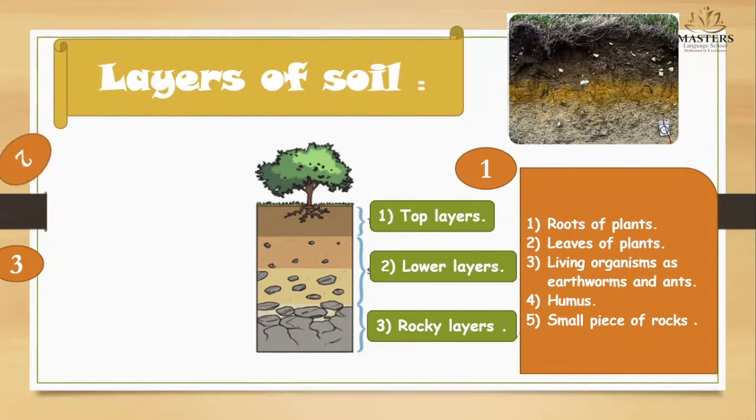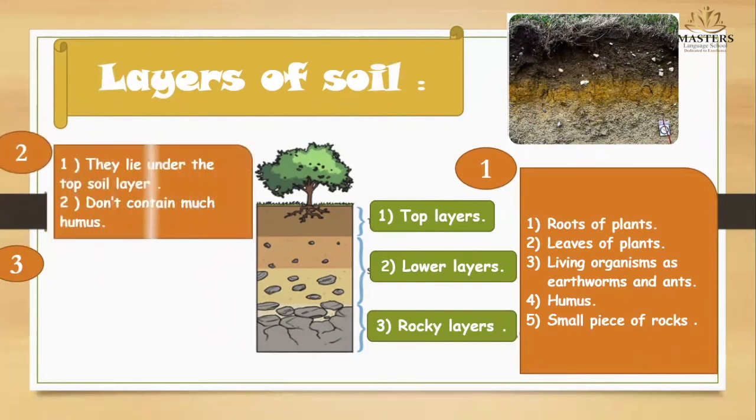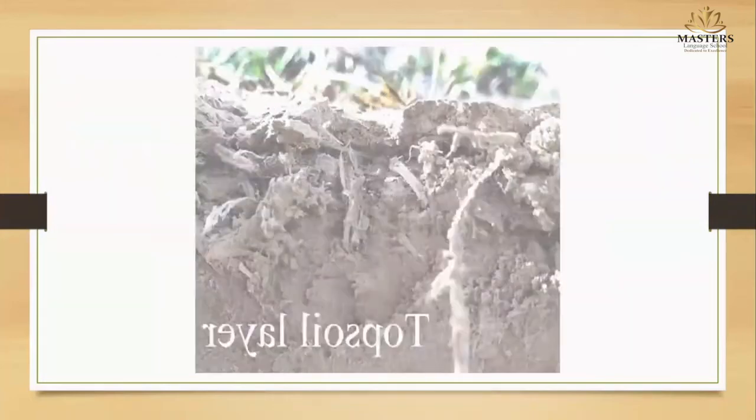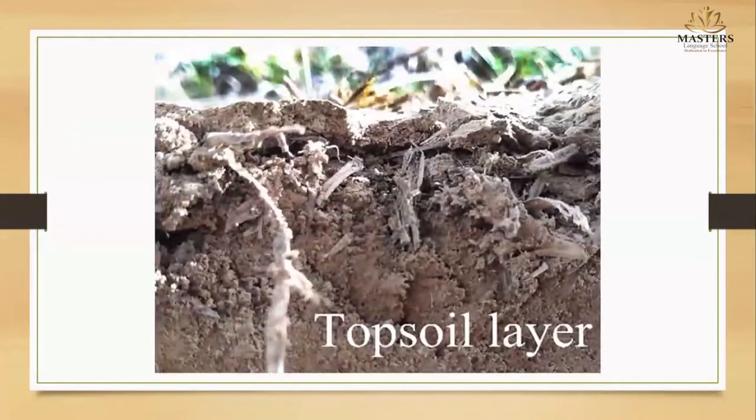And the second, lower soil layers. They don't contain much humus and they lie under the topsoil layer. The third layer of the soil, which is rocky layers: their upper layers contain pieces of rocks, but their lower layers contain solid rocks.